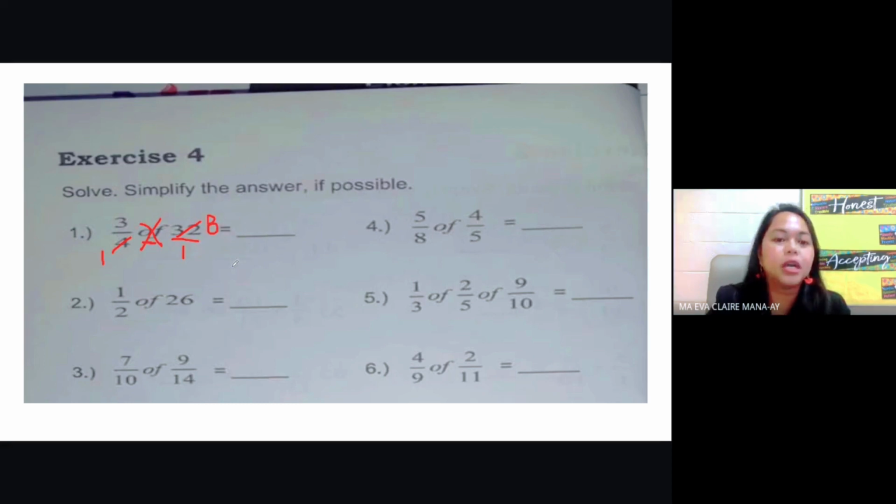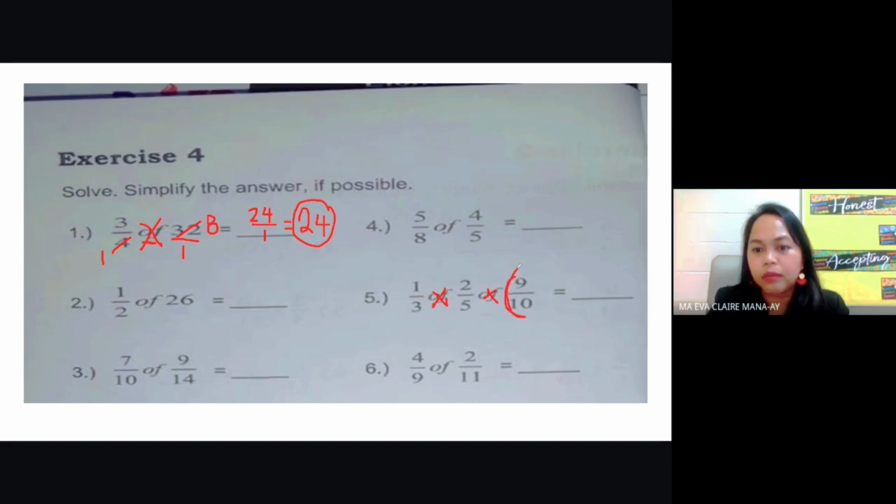Okay, now we proceed with our multiplication. 3 times 8, that would be 24. Then you have 1 multiplied by 1, which is, of course, just 1. Now, again, any fraction whose denominator is equal to 1, your answer would just be 24, which is a whole number. Okay, so that's your final answer. All right, so just the same process. Now, remember here, you cannot simplify all of them at once. You need to ignore the last fraction first, okay, before you proceed with your multiplication.